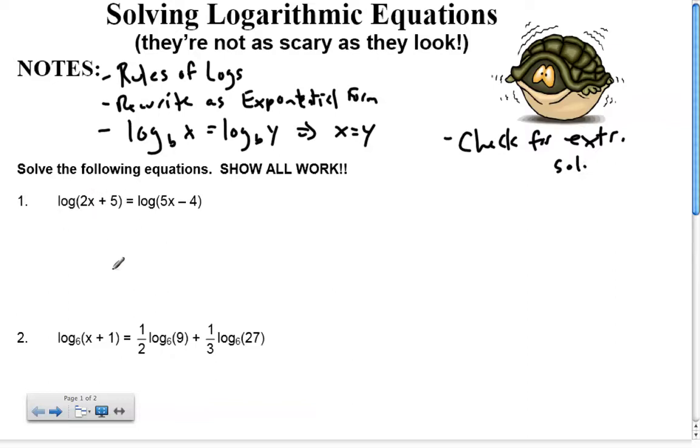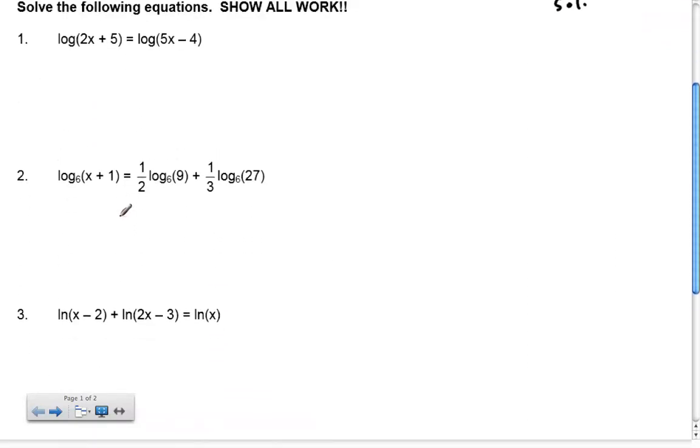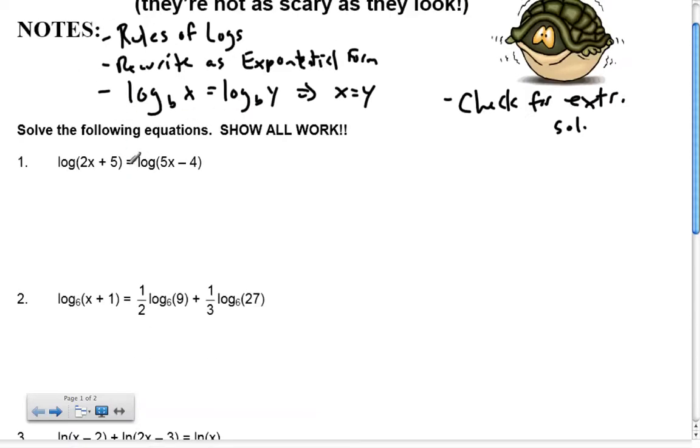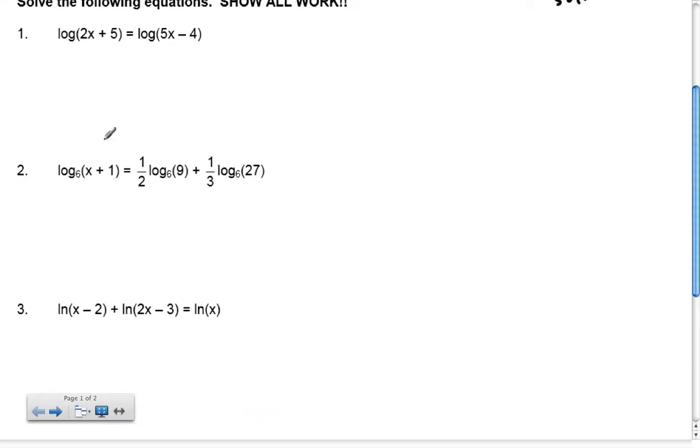Alright, let's look at number one. Number one's the easy guy. We're going to start off nice and easy. I have a common log, base of 10, on both sides. They both have a log being taken, so that means that I can use this property right here and just say, whatever I'm taking the log of is equal. Same log, same base, so 2x plus 5 is equal to 5x minus 4.